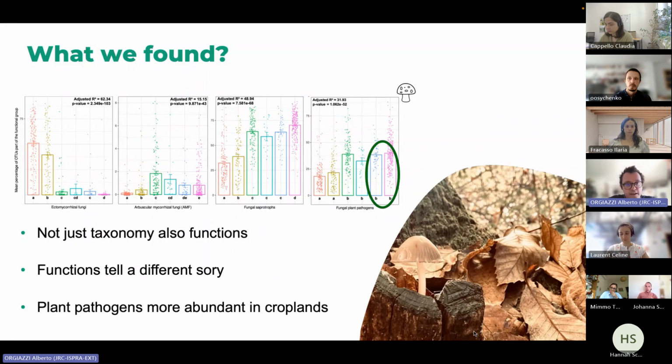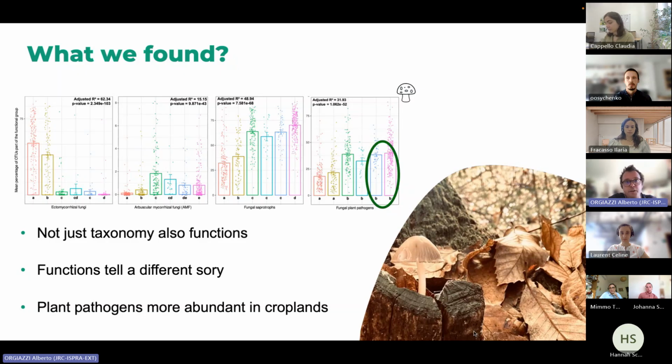So if you want to have a clear picture of the biodiversity in a soil, it's not just important to understand where there is more diversity, but also to focus on the functional aspects that can tell you something different, opening also a kind of philosophical question, because if we want to protect biodiversity, no matter what it does, we should also protect pathogens, because in a way they are part of the ecosystem.